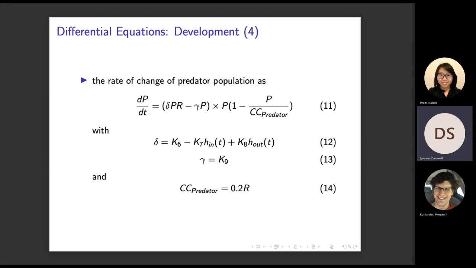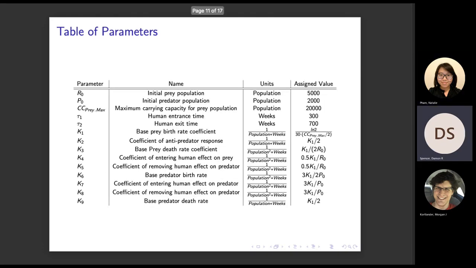Gamma is constant and it's multiplied by K9. The carrying capacity of predators is 0.2 times the prey population. Next slide. There's a table of parameters. These are the values for all of our parameters in our ODEs.